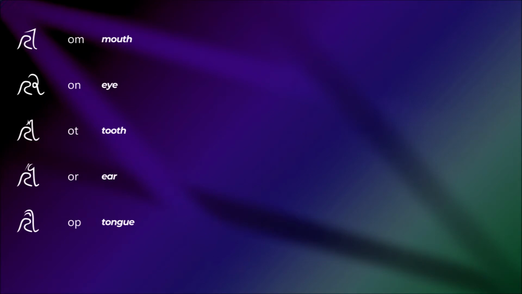Mouth. On, eye. Ot, tooth. This word can also be a verb, in which case it means to bite or to chew. Next, or, ear. Op, tongue. Off, nose.